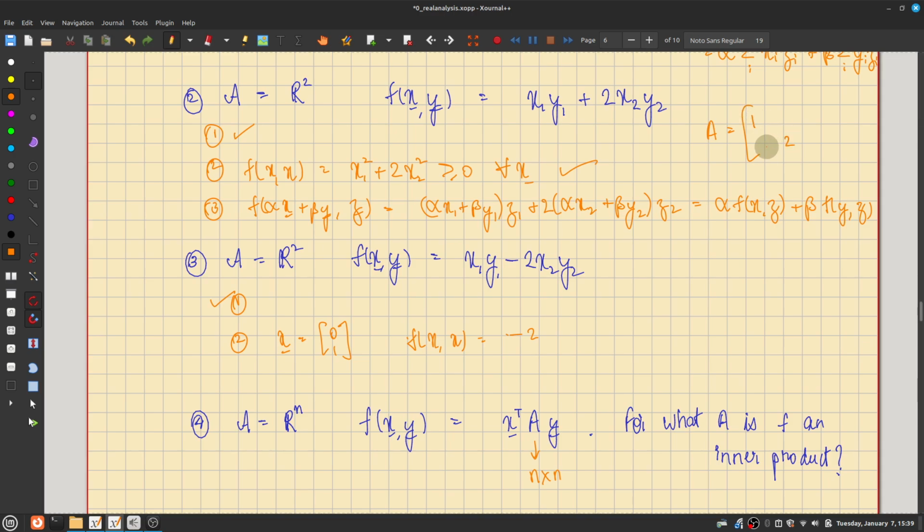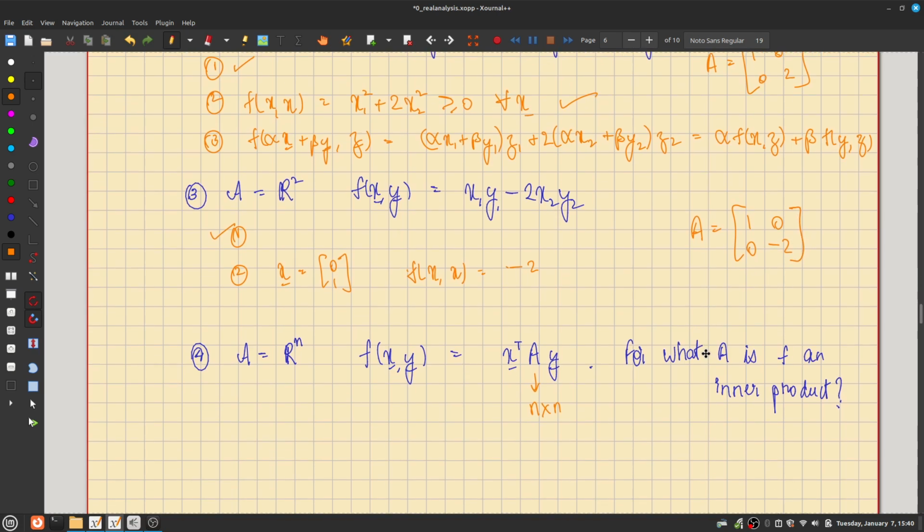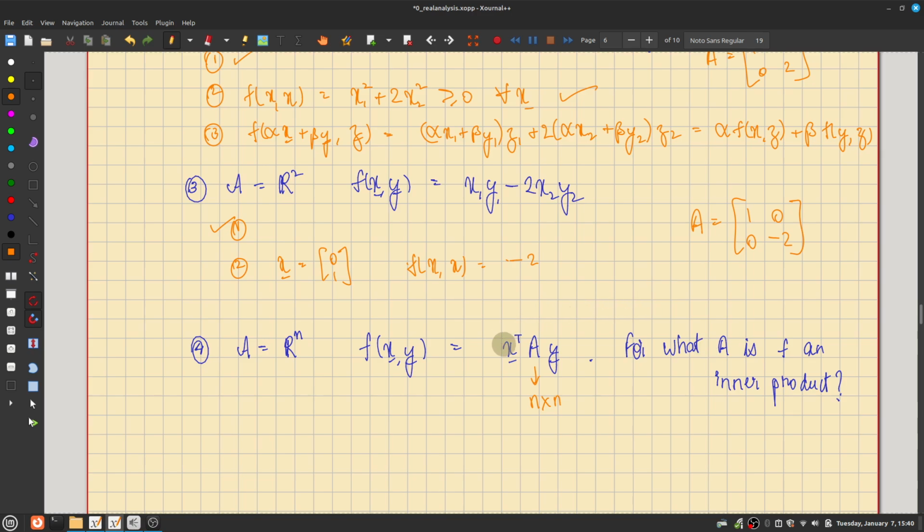It's diagonal 1, 2, right? If I take A equal to 1, 2, then this basically reduces to this definition. Okay, so this is a special case of this particular function. Similarly, what would be the A matrix in the third example? It's diagonal 1, minus 2. All right. So both of these are special cases of this instance.